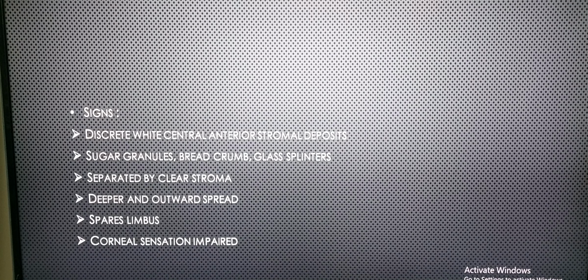Signs are discrete, white, central, anterior stromal deposits. They resemble sugar granules, breadcrumbs, or glass splinters. They are separated by clear stroma. The spread is deeper and outward, but it spares the limbus. Corneal sensations are impaired.